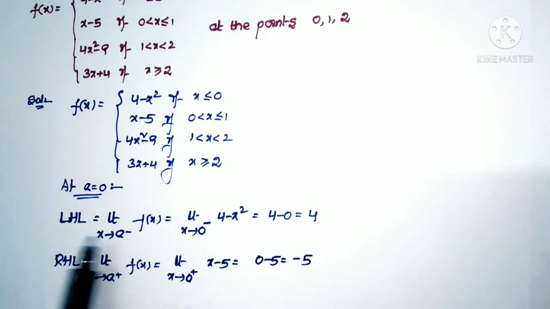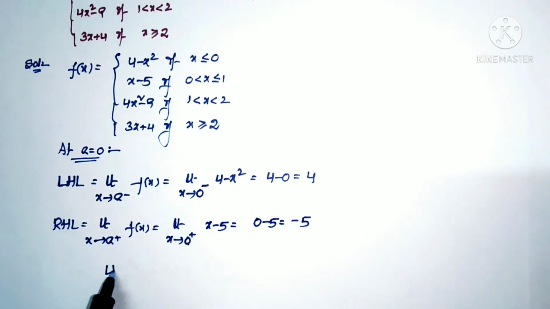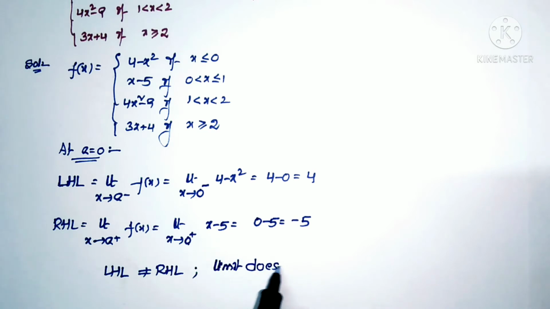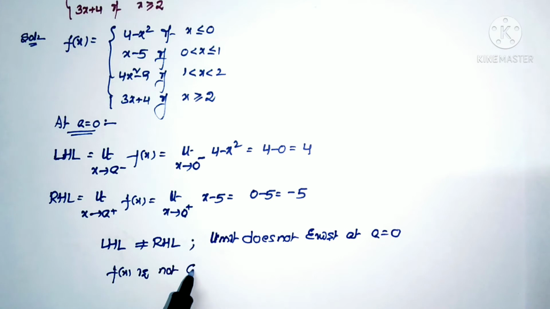So here the left hand limit is equal to 4 and the right hand limit is equal to minus 5. Both values are not equal. The left hand limit is not equal to the right hand limit. So the limit does not exist at a is equal to 0. Limit does not exist at a is equal to 0 means the function f of x is not continuous at a is equal to 0. So the function is not continuous at a is equal to 0.